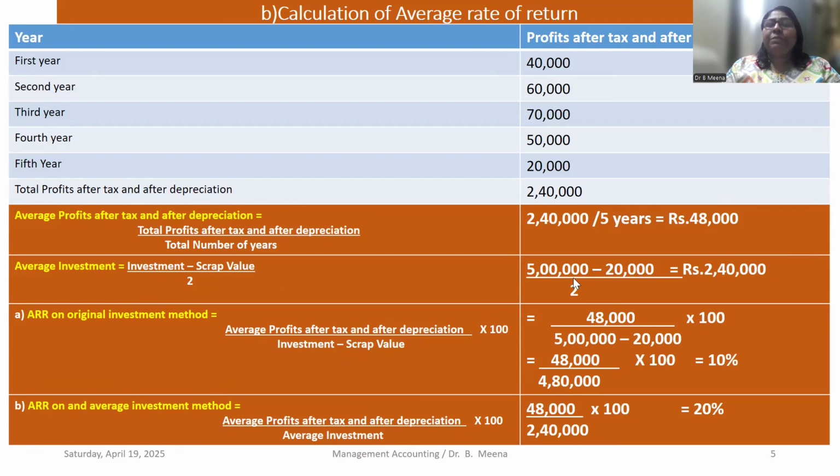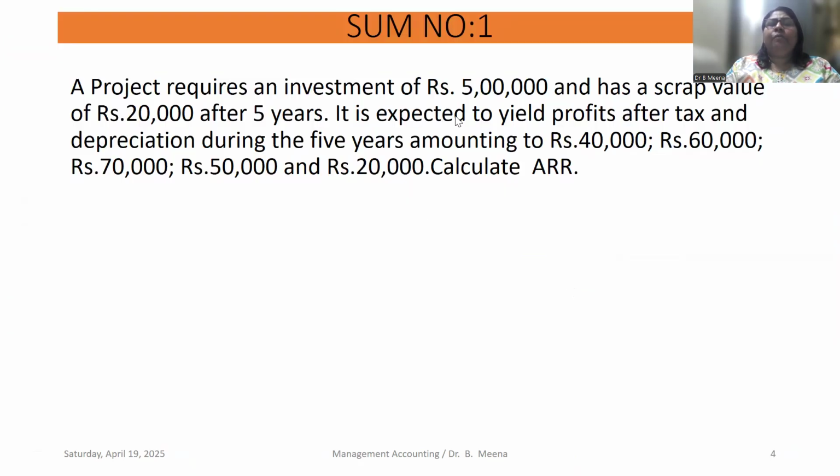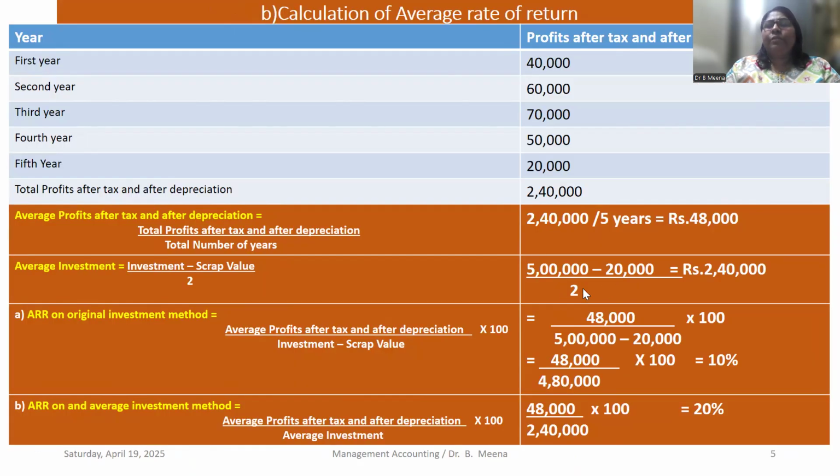So investment as per this problem is once again 5 lakhs and scrap value is 20,000. So 5 lakhs minus 20,000 gives 4 lakh 80,000. 4 lakh 80,000 divided by 2 gives you the final answer, 2 lakh 40,000, as the average investment. Then we can calculate ARR on both the methods.